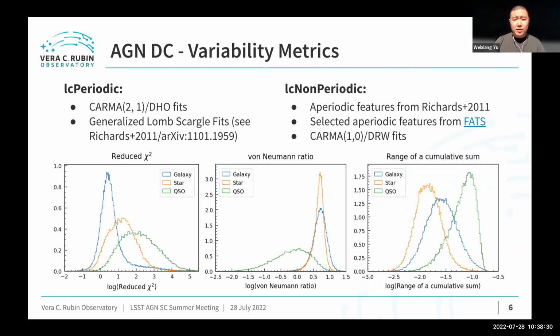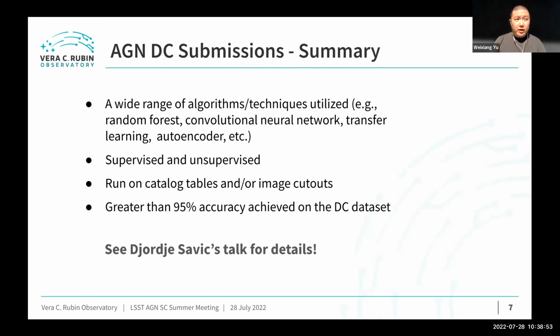Here I'm showing the distribution of three selected variability metrics of galaxy, star, and QSO. We can already see from the distribution that variability will play a very critical role in selecting AGNs and separating different sources for LSST. Okay, a very brief summary of the submissions to the data challenge. The submitted solutions cover a wide range of algorithms and techniques, ranging from random forest, convolutional neural networks, autoencoders, and also transfer learning.